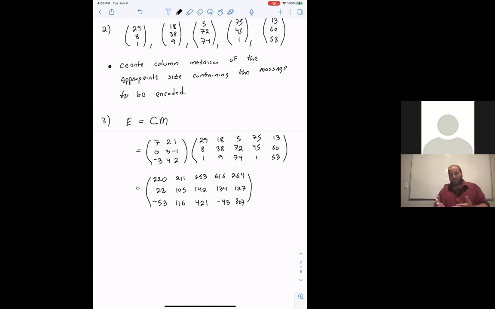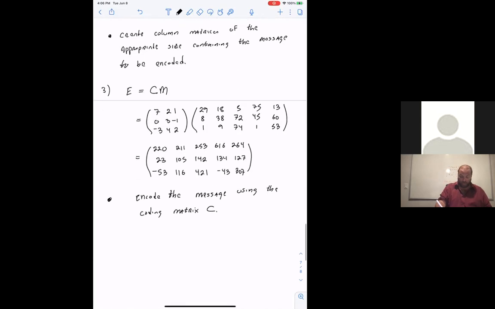Now, when I send this message, my friend gets this message. Now my friend must decode it, right? So step 3, of course, is encode the message using the coding matrix C. So what is step 4? Decode the matrix. Decode, I guess, the matrix E.